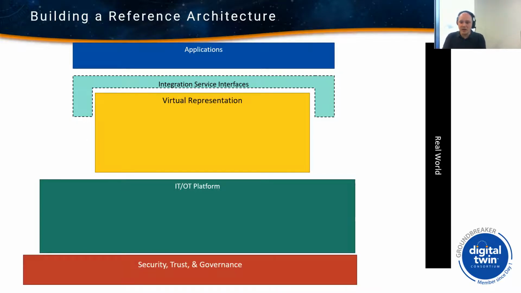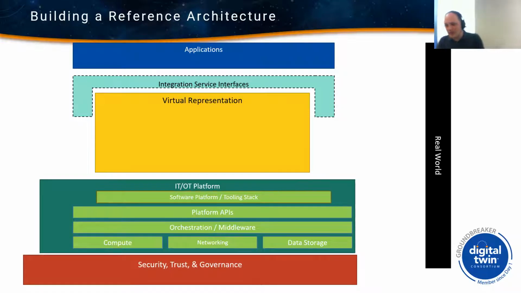Underpinning all of this are the traditional 5 pillars of security, trust, and governance. We can come to those in a moment. Your IT/OT platform is comprised of a relatively traditional cloud stack that we can decompose further from your compute aspect, your networking, your storage, your orchestration, your APIs, and your software tooling. This provides essential building blocks on top of which any digital twin system would have to be built.